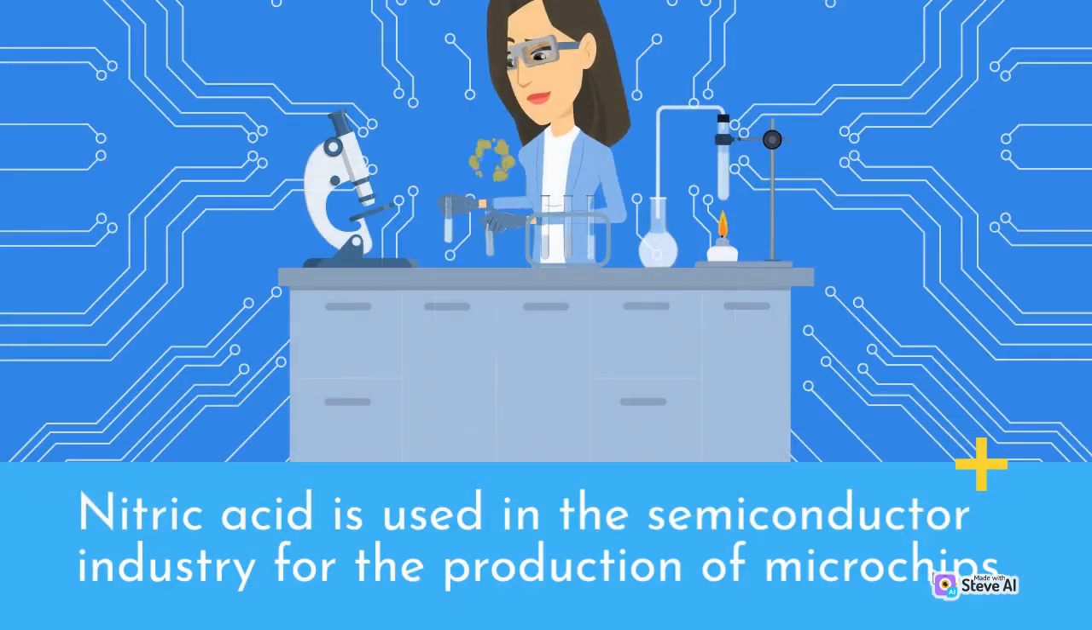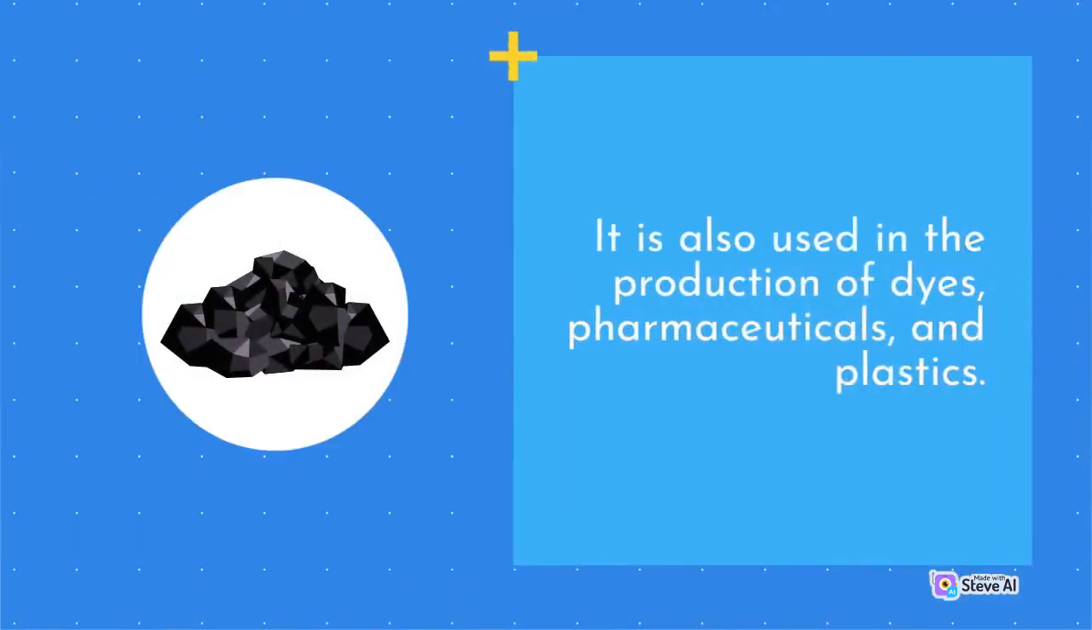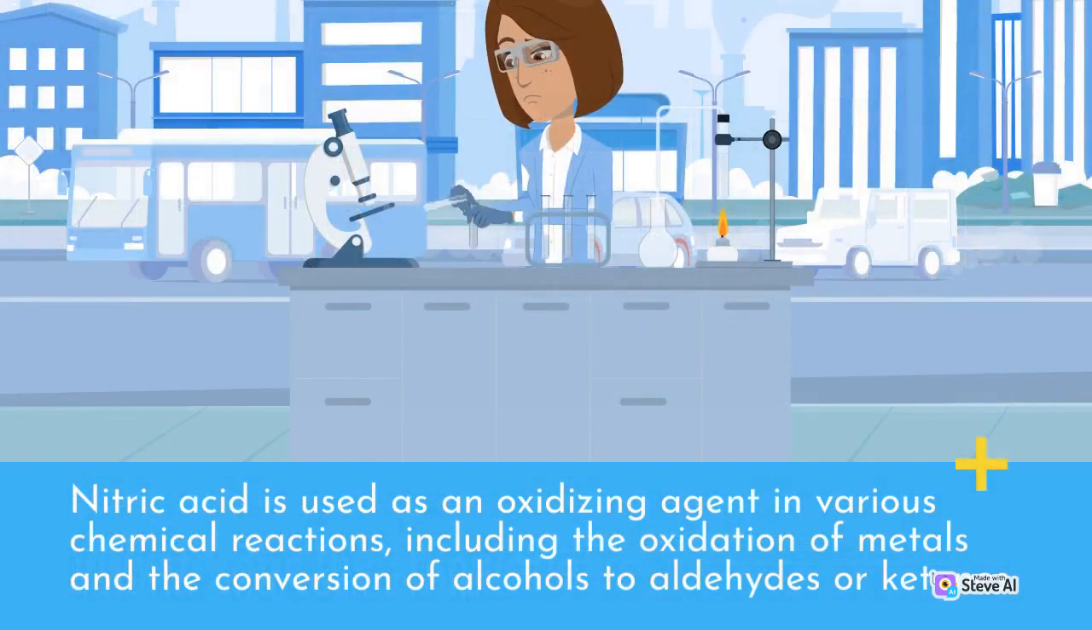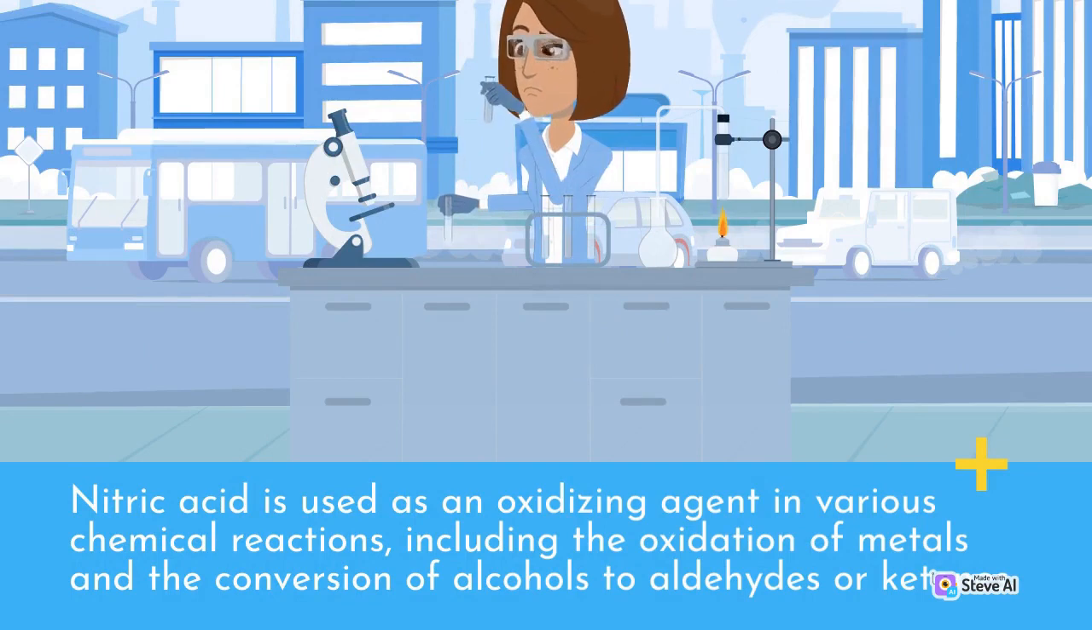Nitric acid is used in the semiconductor industry for the production of microchips. It is also used in the production of dyes, pharmaceuticals, and plastics. Nitric acid is used as an oxidizing agent in various chemical reactions, including the oxidation of metals and the conversion of alcohols to aldehydes or ketones.